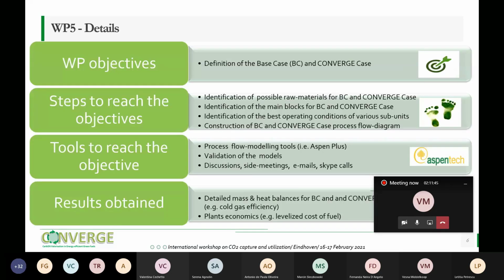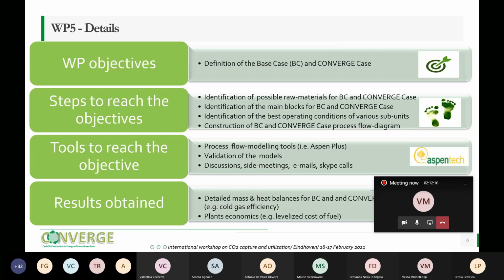My other 2 colleagues from the project will present the results obtained in other 2 work packages, and I would like to stress a little bit the objectives and some results of work package 5, which is entitled Socio-Techno-Economic Assessment. The objective of this work package was to define the preliminary layout of the Converge process, and also to define the base case to which the Converge technology will be compared.